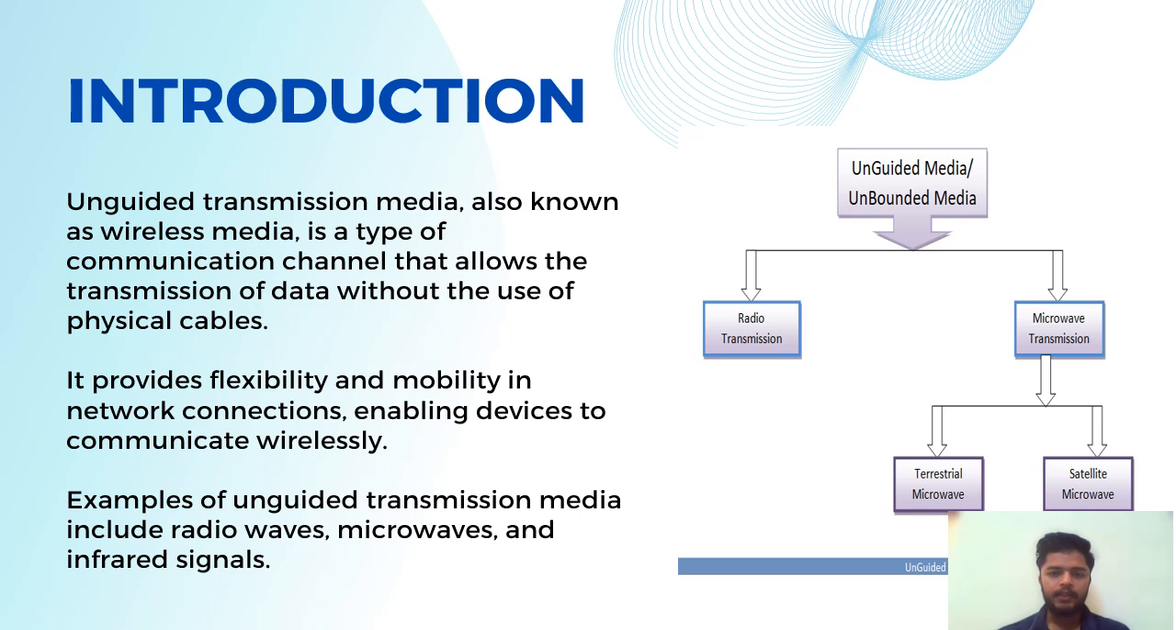Introduction. Unguided transmission media, also known as wireless media, is a type of communication channel that allows the transmission of data without the use of physical cables. It provides flexibility and mobility in network connections, enabling devices to communicate wirelessly. Examples of unguided transmission media include radio waves, microwaves, and infrared signals.